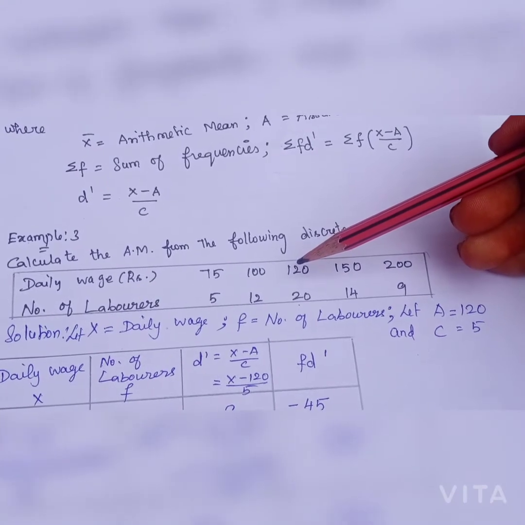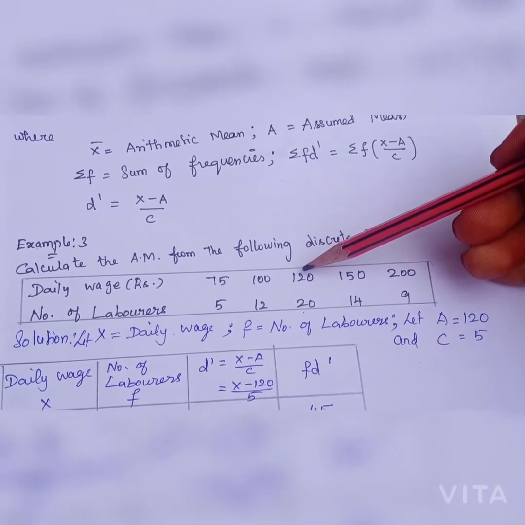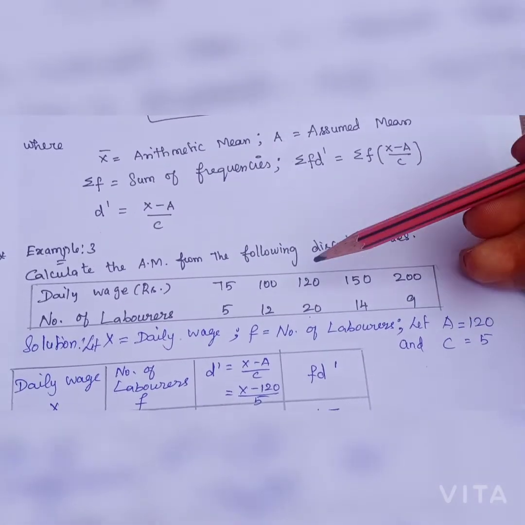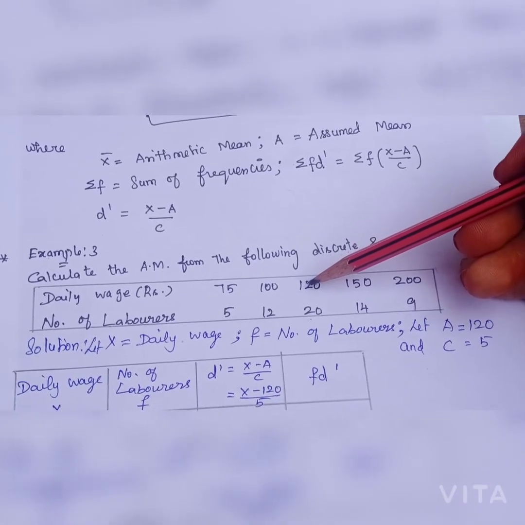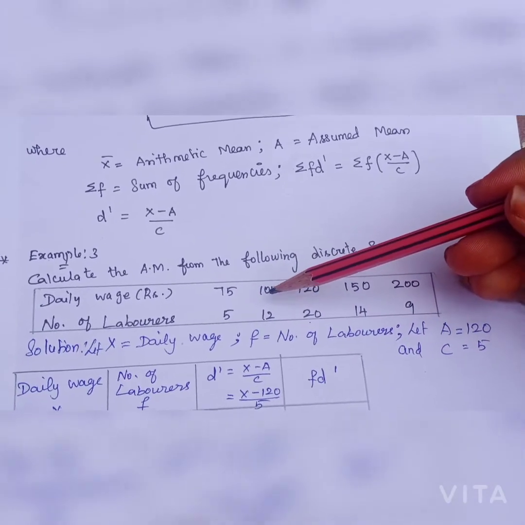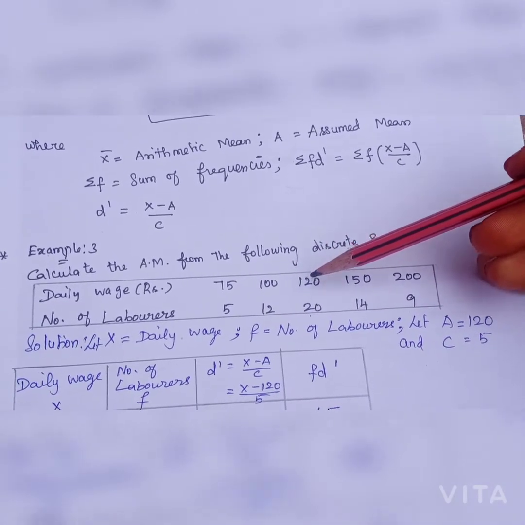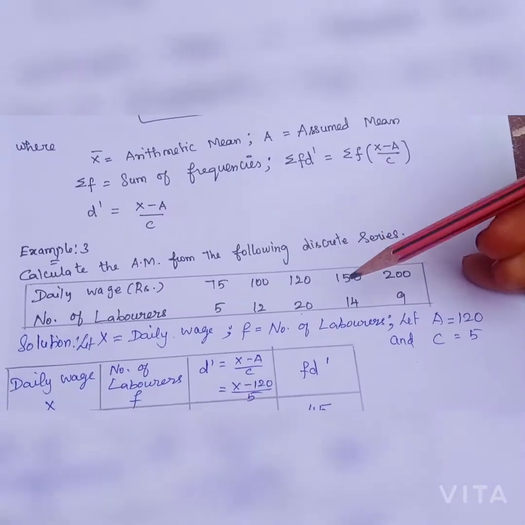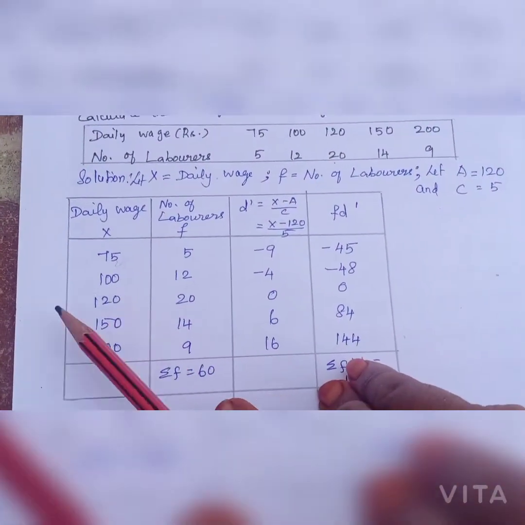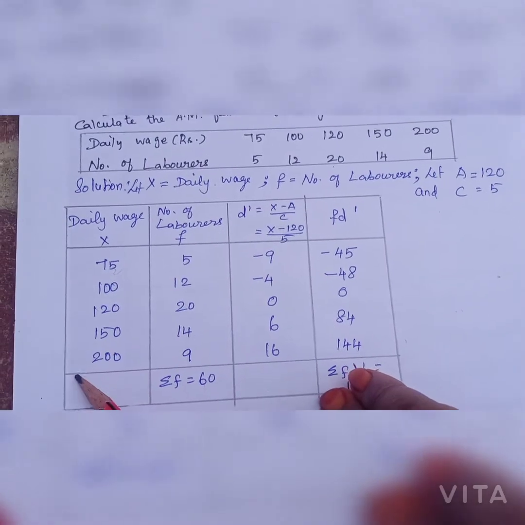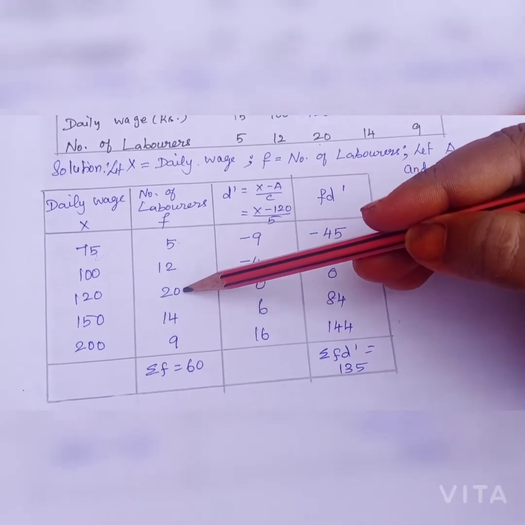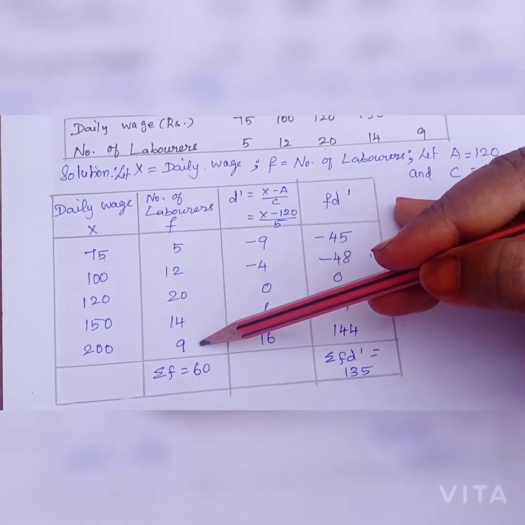Here, in the given data, this is the middle value. Let us consider this series is in increasing order, so we choose the middle value 120. Let us consider A as 120. The common differences are here 25, here 20, here 30, here 50. So we consider the common difference as 5. So x1 is 75, x2 100, x3 120, x4 150, x5 200. Frequency F1 5, F2 12, F3 20, F4 14, F5 9.